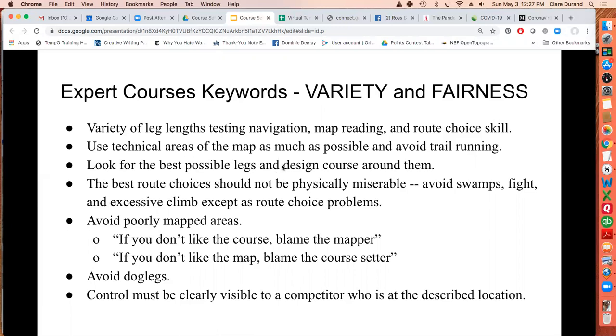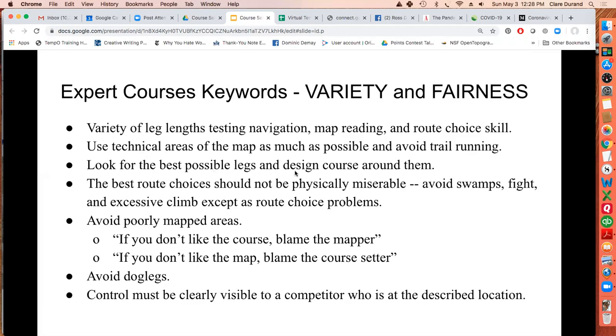Try as much as possible to use the technical part of the map and avoid trail running. This can be difficult depending upon what map you're using, right? When we look at Pinos, that's fairly easy to do at Mount Pinos. On many of our maps that are closer into town, it can be very, very difficult. You get into areas that have a lot of chaparral, and it can be very hard to get out into technical areas at all because they're too covered with vegetation.